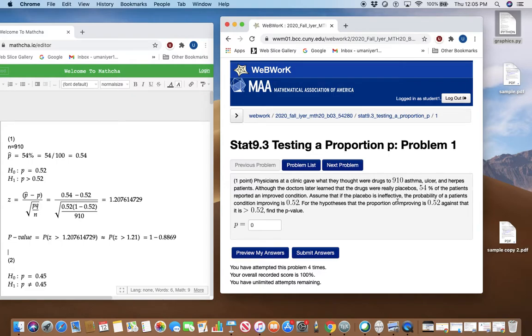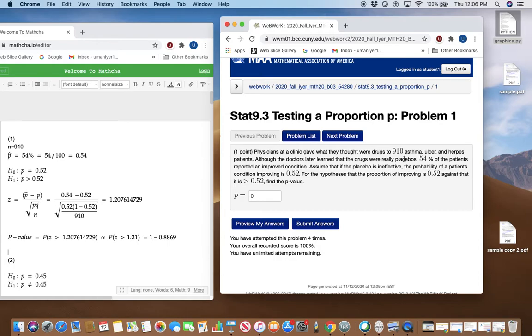Assume that the placebo is ineffective. The probability of patients improving is 0.52. So what are they saying? 910 asthma patients. Of that sample, 54% reported an improved condition. So p hat, which is a proportion from your sample, is 54%. That is 54 over 100, which is 0.54.